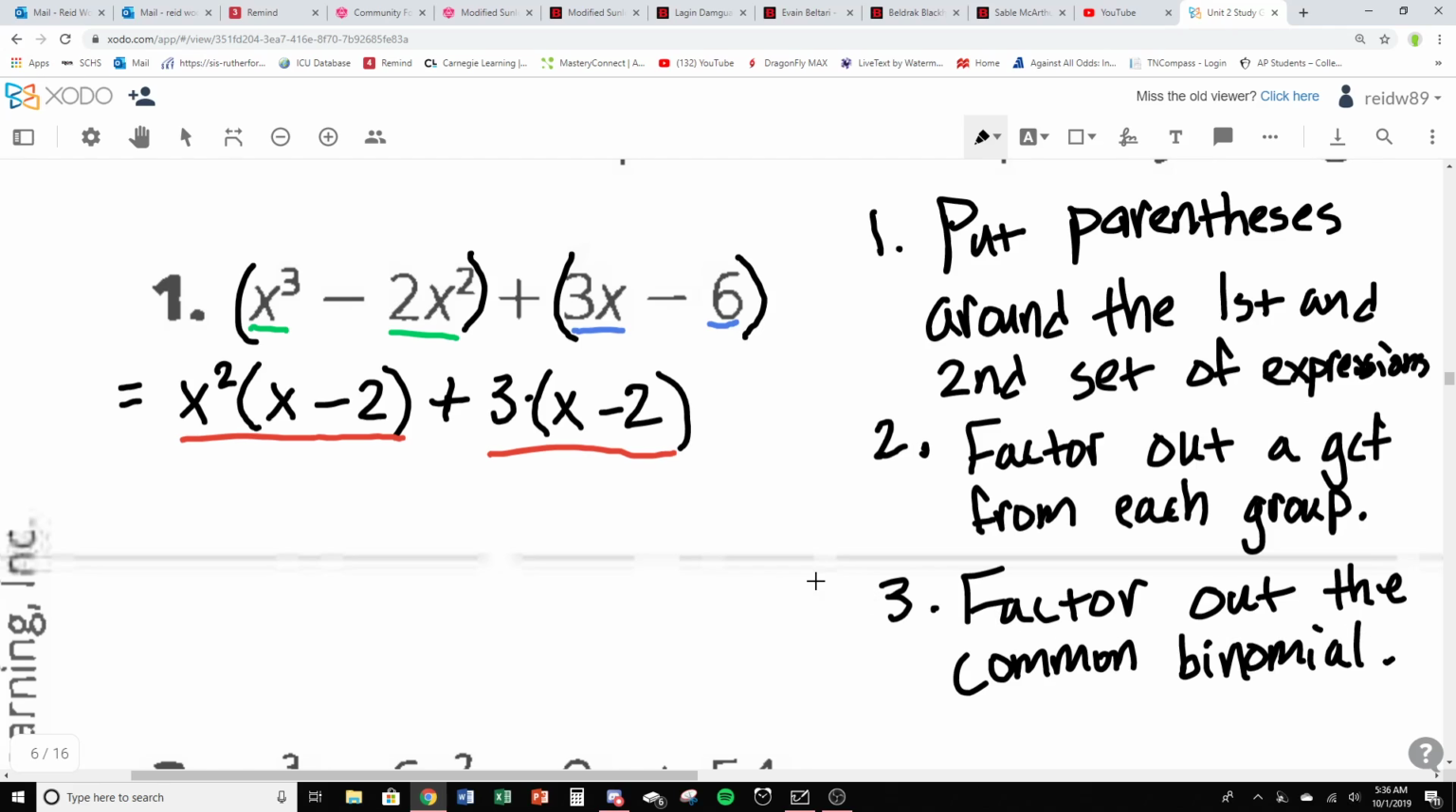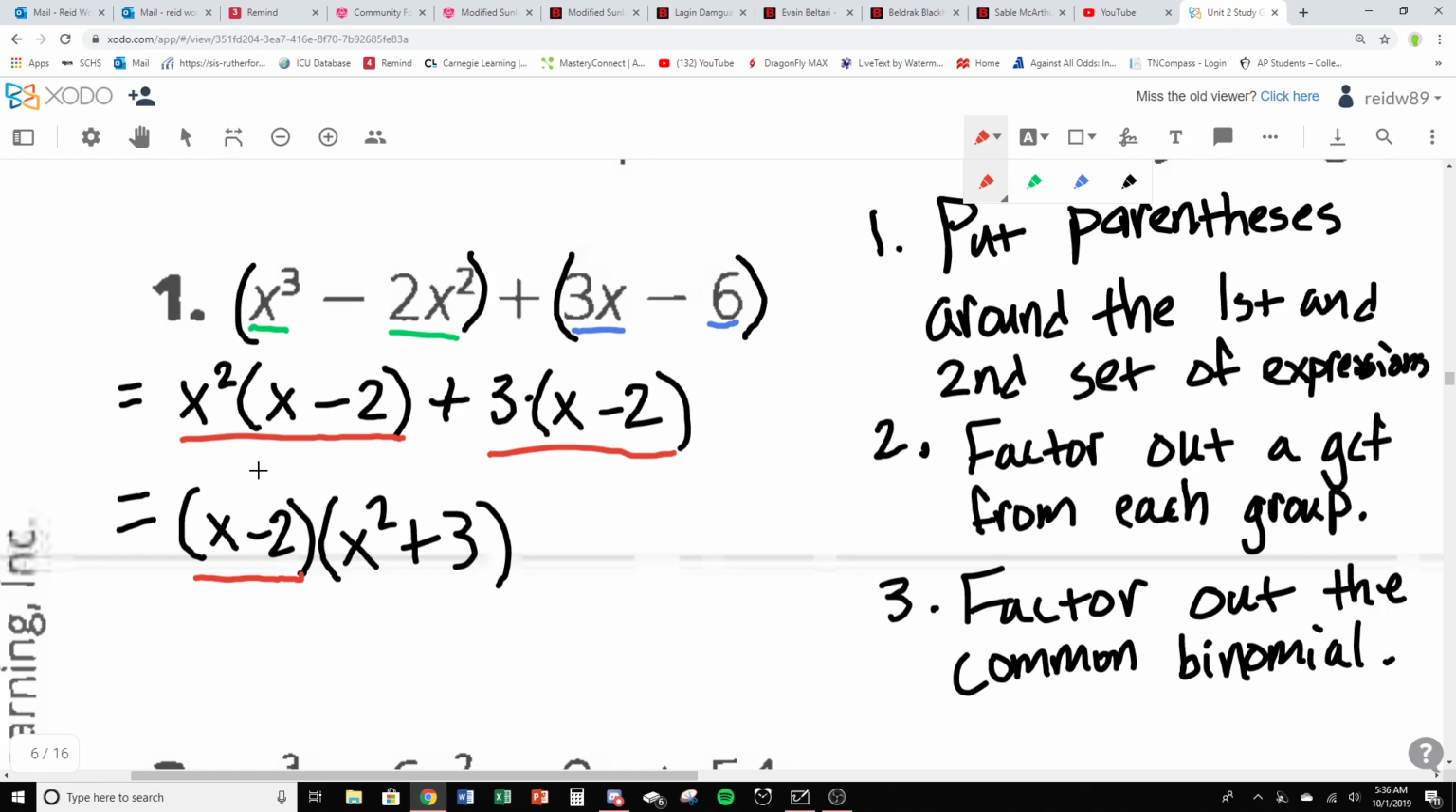Okay, remember binomial is 2 terms, so each one of these has x minus 2 in it. So this is what's going to happen. It becomes x minus 2 times x squared plus 3. It's almost like this entire expression here, oh, let me put my parentheses there, was taken from both the x squared. So if I took the entire expression and multiplied it by this and multiplied it by this, it would go back to what it was, okay?